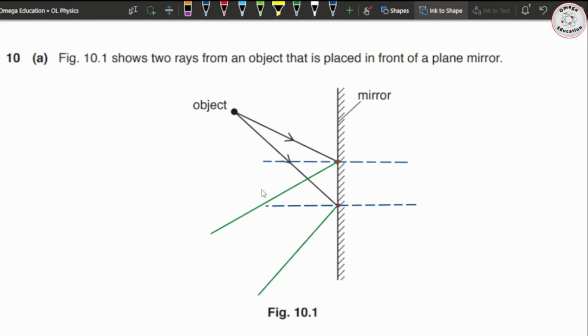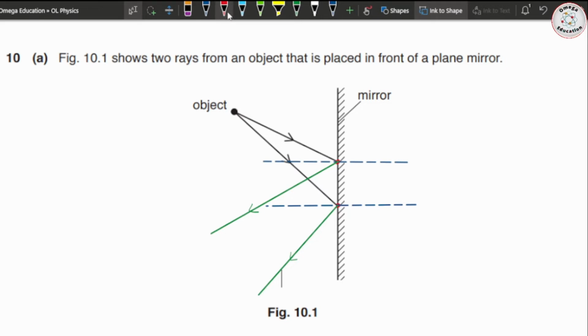And second thing, you have to draw the arrows as well. These arrows are showing that these are reflected rays as they're moving away from the mirror. So we have drawn the two reflected rays, and now we need to locate the position of the image.